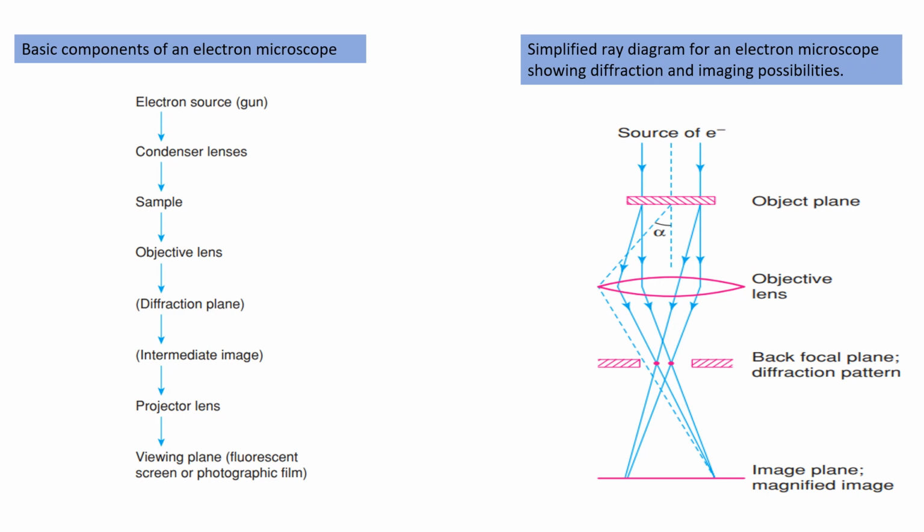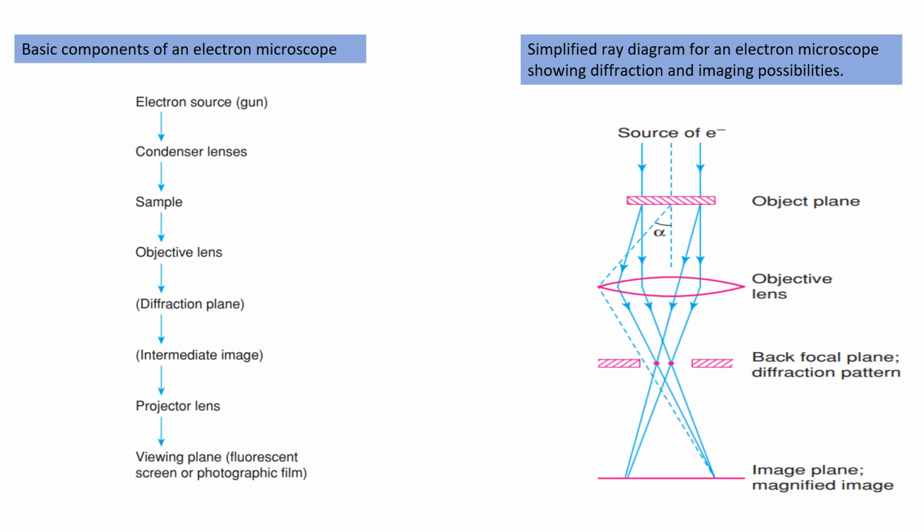Here are the basic components of an electron microscope on the left side. The first one is the electron source, from where the electron beam comes out. The second one is the condenser lens, then the sample, objective lens, diffraction plane, intermediate image, projector lens, and the last one is the fluorescent screen or a photographic film. This is the basic sequence of any electron microscope.